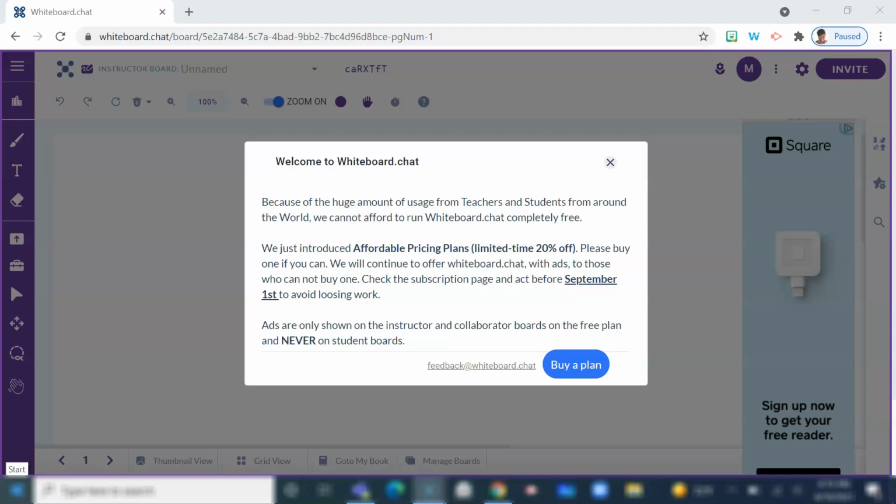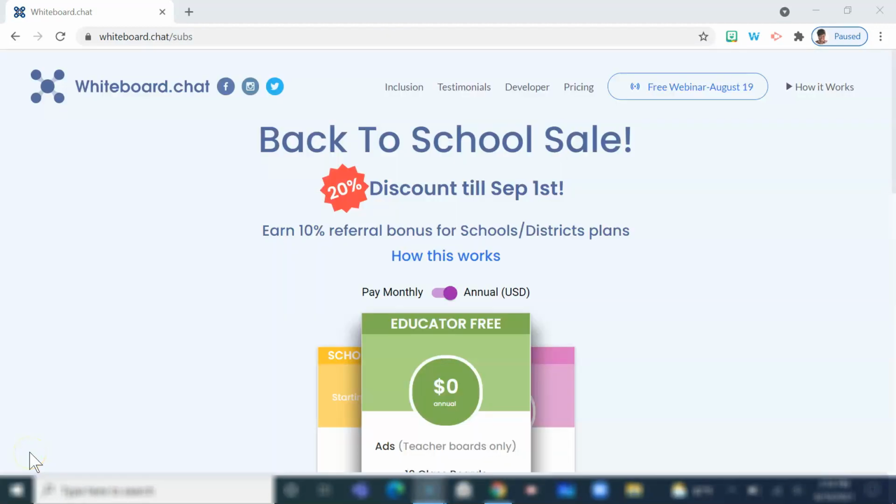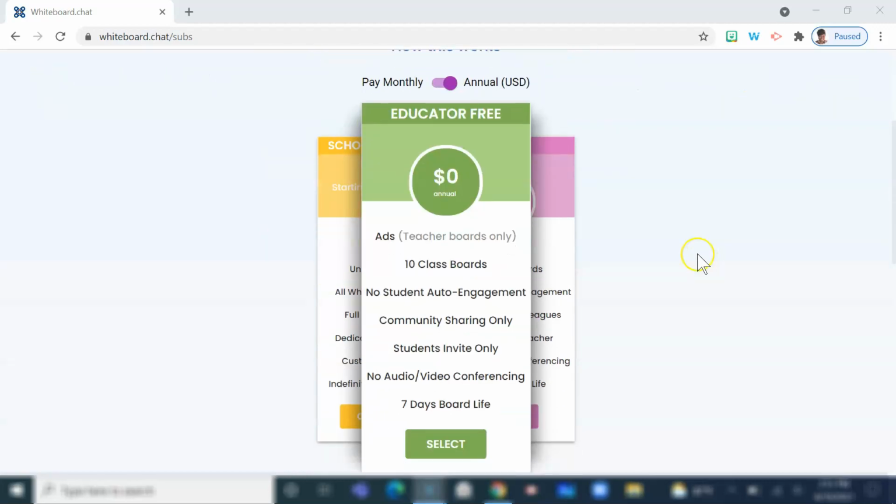It will be well worth your money, especially if you plan on teaching remotely or would like to go paperless. Now is an especially great time to consider purchasing a plan because they're offering a 20% off discount. So let's take a look at some of the offers. Here we have the basic free plan. This plan includes 10 boards with a limited board life of 7 days. But notice that you don't have that co-teaching option. So if that's something that interests you, you may want to consider purchasing a plan.